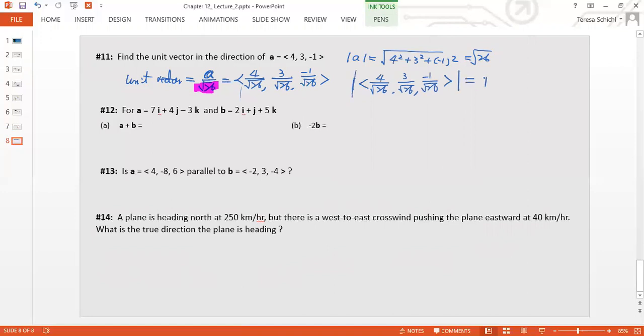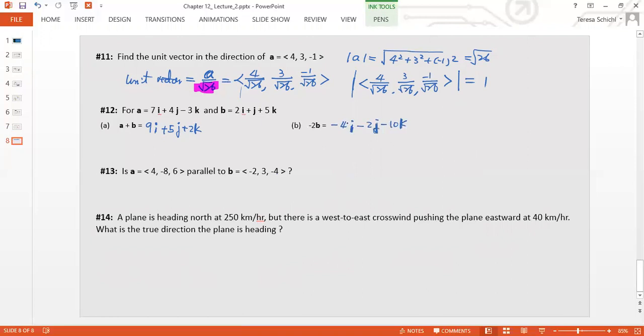All right. Number 12 is super easy. I just want you to practice the standard basis vectors. So what is A plus B? A plus B is 9i plus 5j plus 2k. Correct? Okay, -2B. What is that? That would just be -4i minus 2j minus 10k. Of course, those i, j, k are vectors.